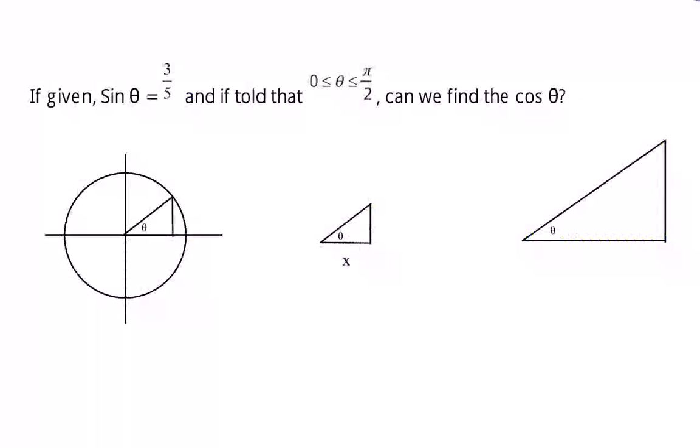So this type of problem looks something like, if you're given sine of theta equals 3 over 5, and you're told that theta is between 0 and pi over 2, can we find cosine of theta? So what we want to do, first of all, is decide what quadrant we are looking at. Sometimes it'll tell you the quadrant. Otherwise, it'll give you a little interval like this. So 0 to pi over 2, that means we're talking about quadrant 1.